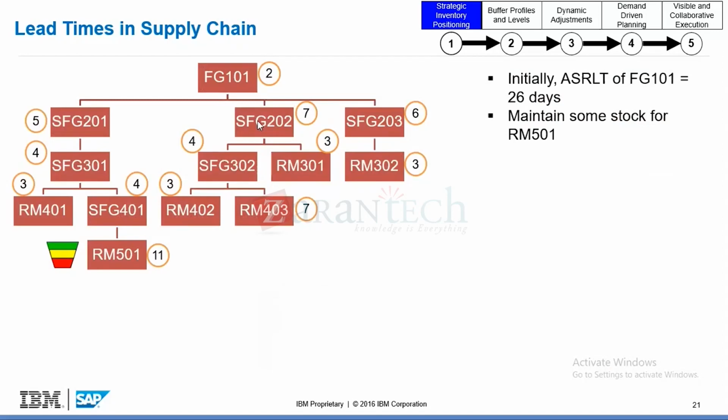So these 11 days become 0, or changed. Now we recalculate. We maintain some stock for RM 501 and we recalculate which is the longest one. Now 7, 4 and 7 and 2. So that makes it 20 days.